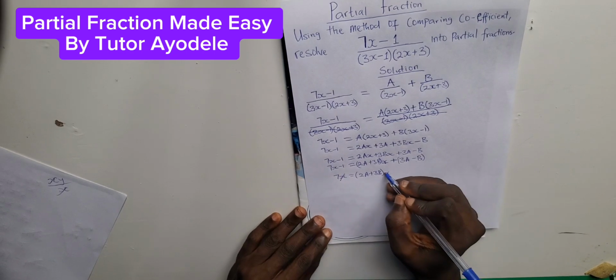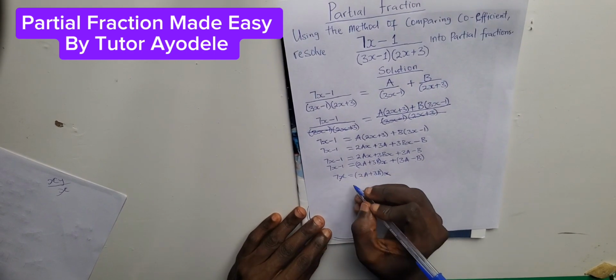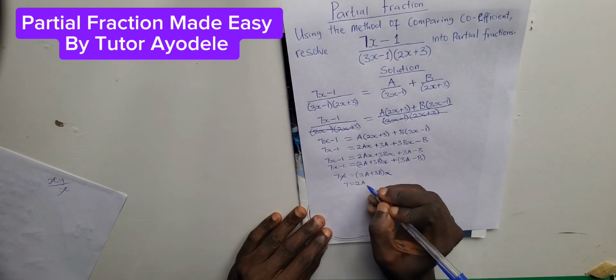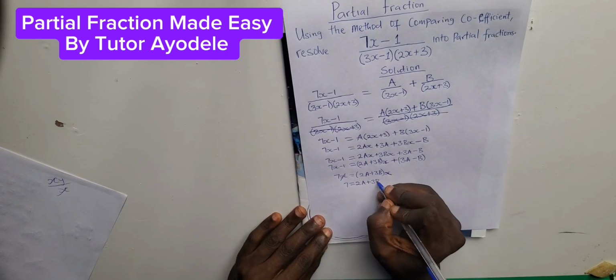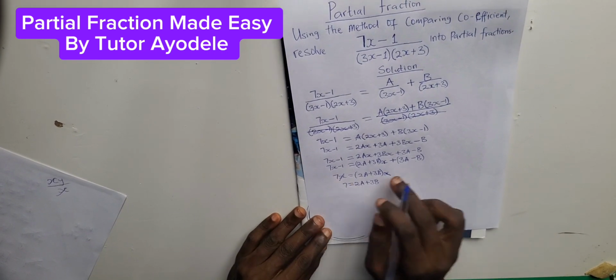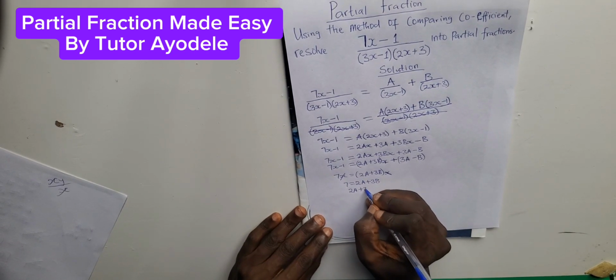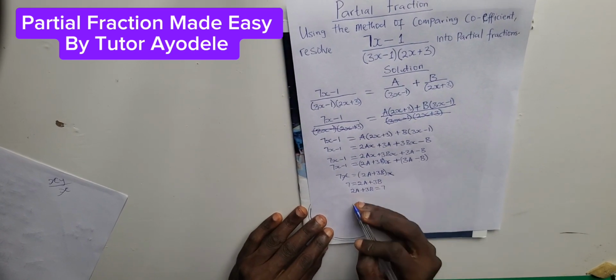So this x will cancel this x. I'll be left with what here? I'll be left with 7 equals to what? 2a plus 3b. I can also bring this one to the other side. I can also write it as 2a plus 3b equals 7. That is the first one.